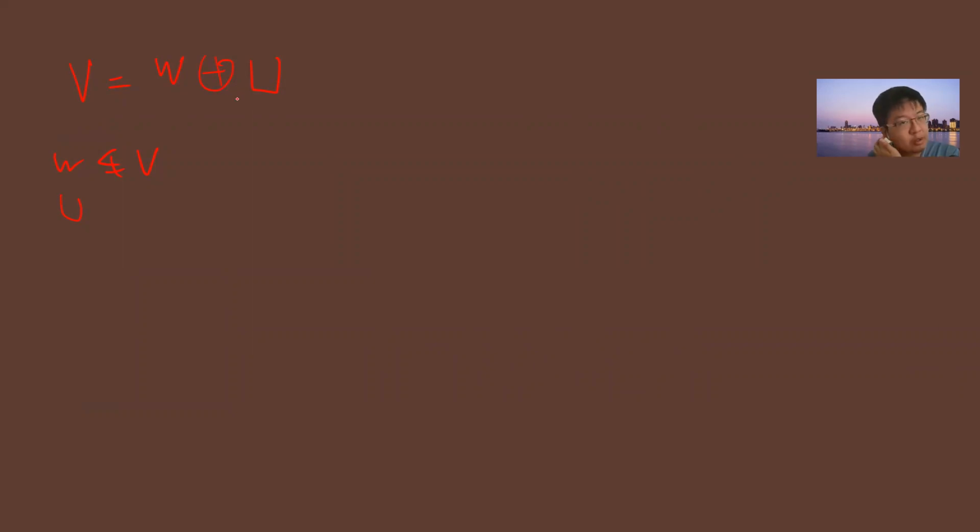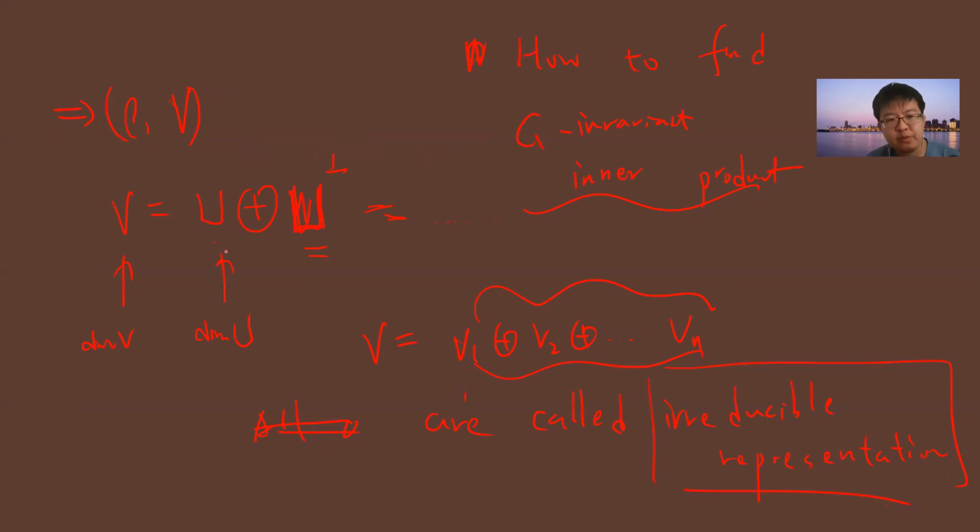So the question is, given W, a non-trivial G-invariant subspace, can we find such a U, where U is also a G-invariant subspace? In order to do this, all we need is the G-invariant inner product. I proved that in the previous video: if you can find a G-invariant inner product, then you can construct the W complement such that the dimensions match.